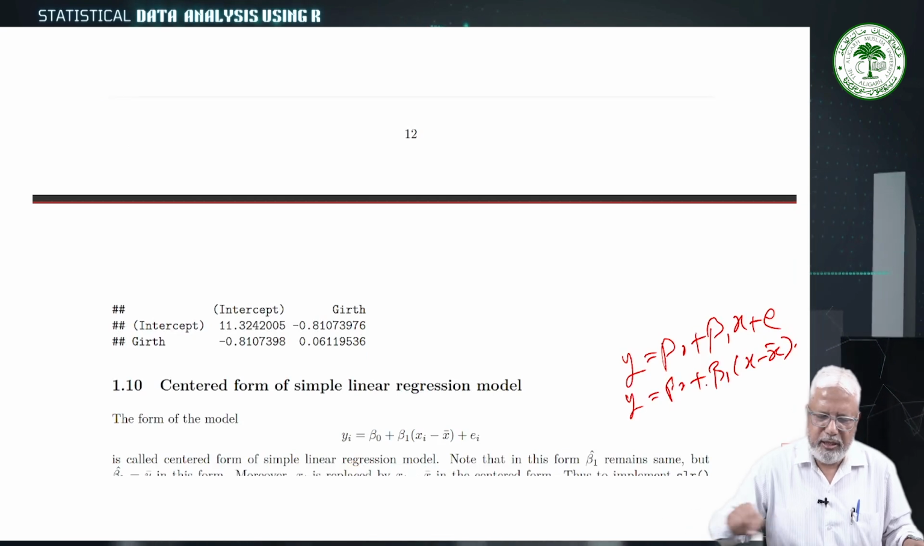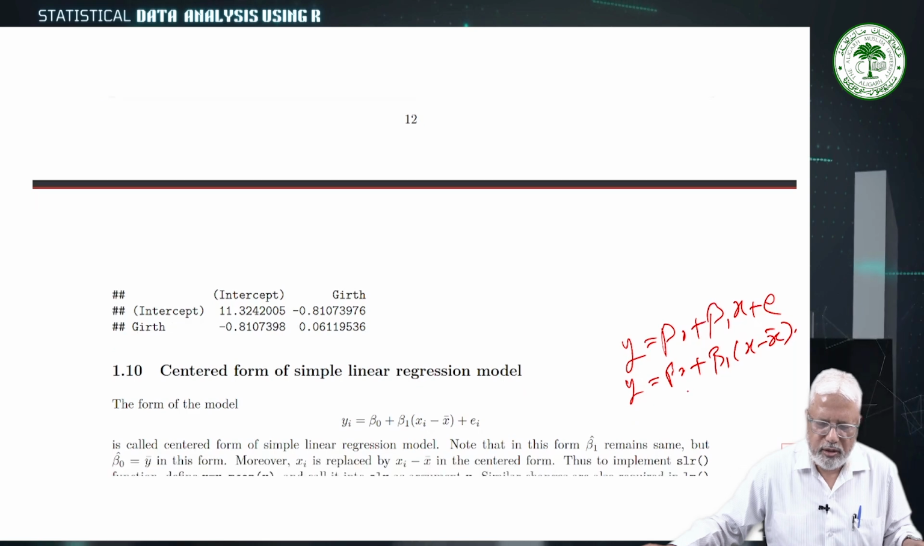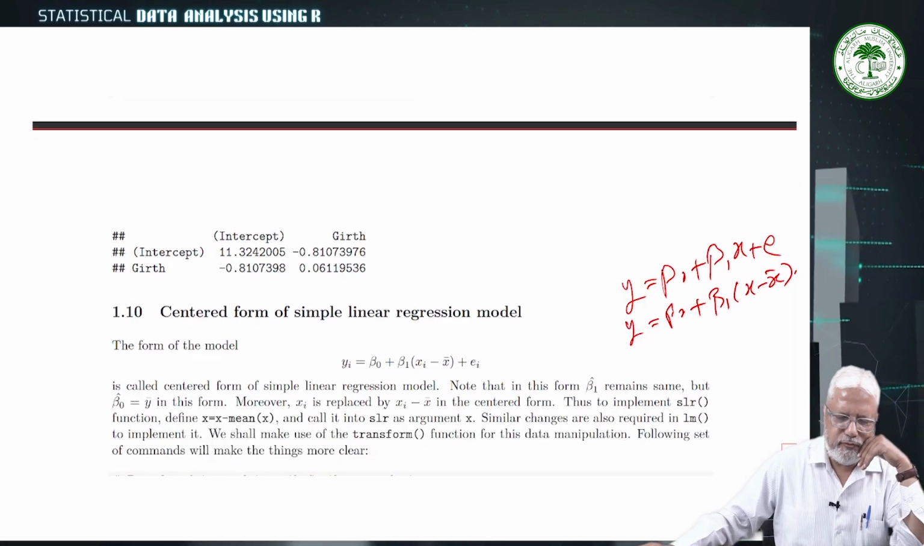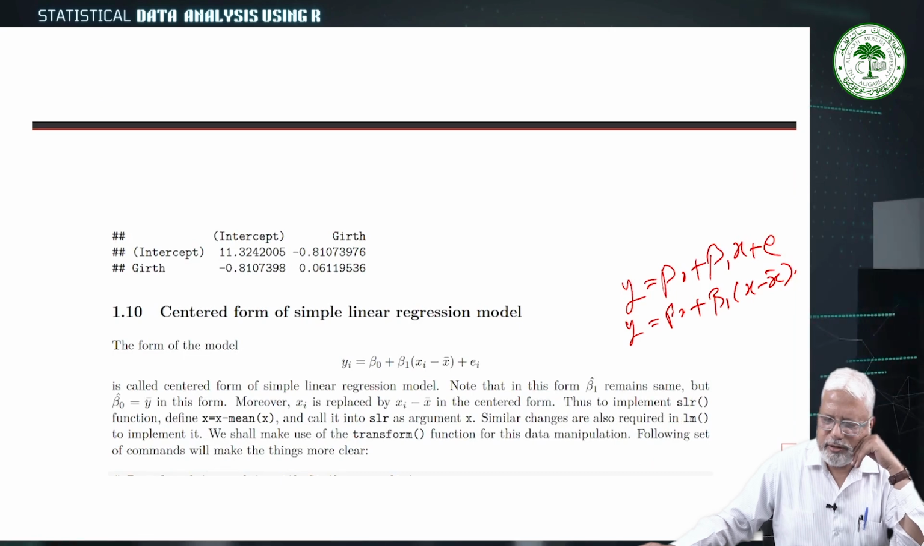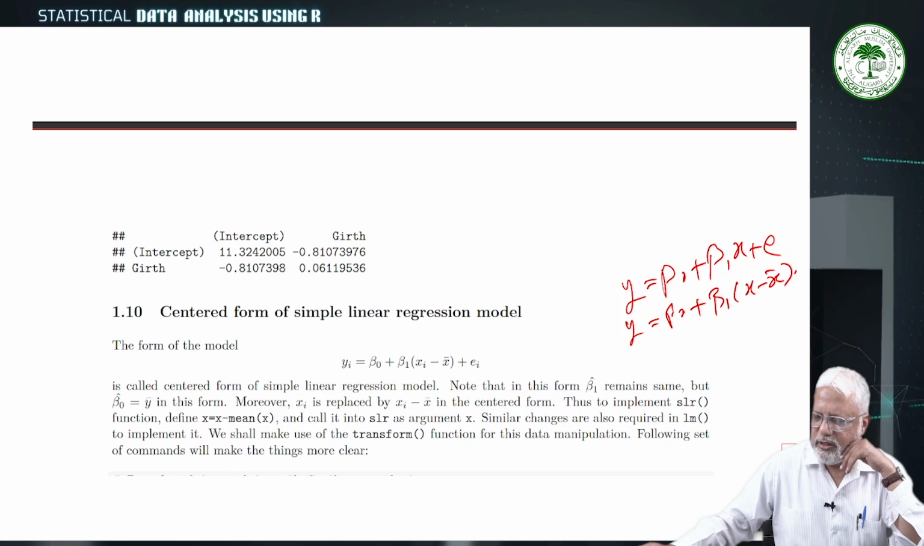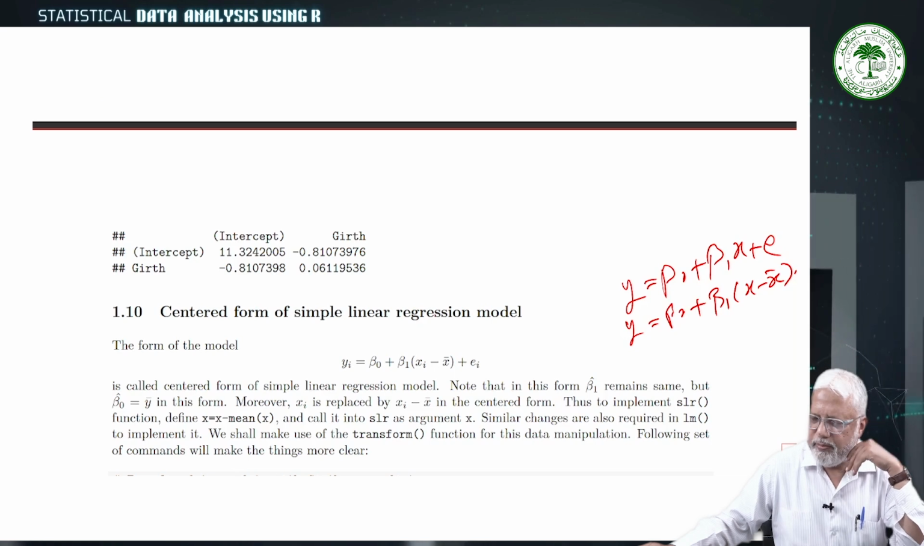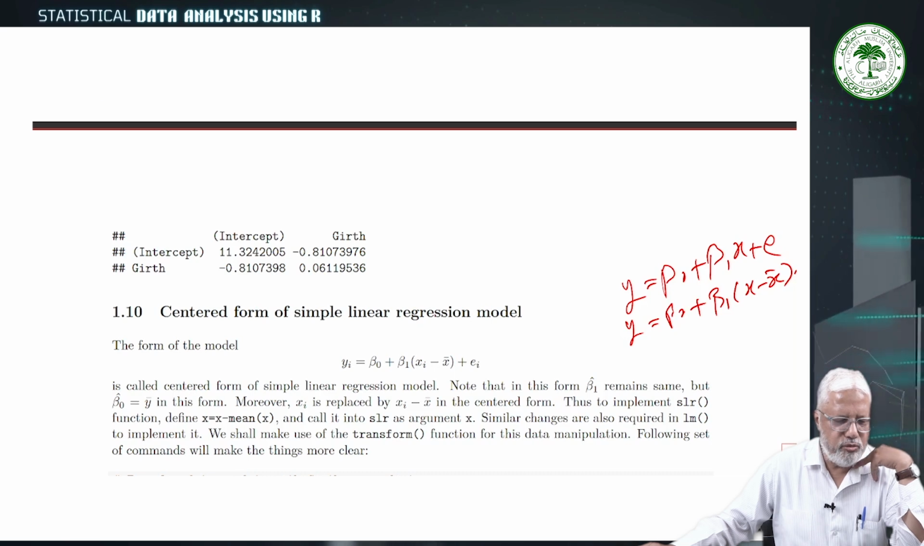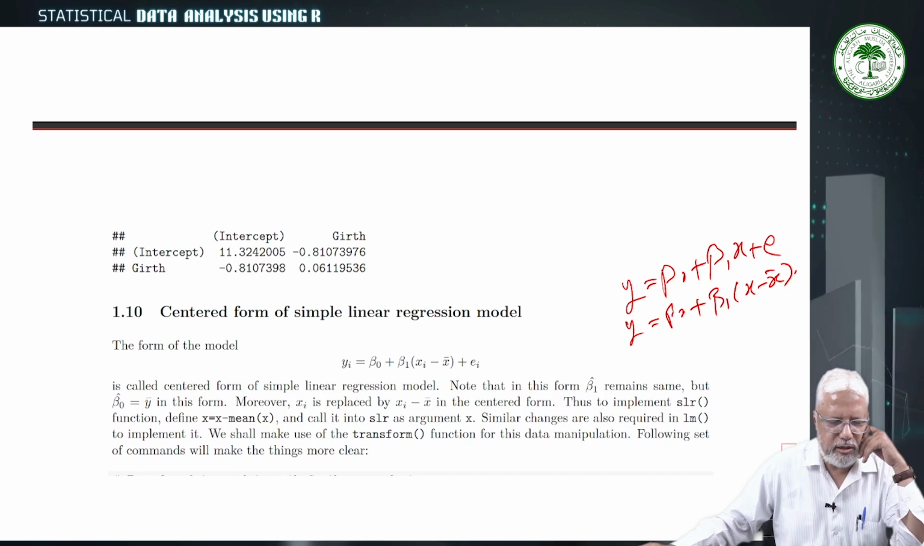This centering plays an important role in estimation. It's called the centered form of the simple linear regression model. Note that in this form, beta 1 remains the same, beta 1 hat remains the same, but beta naught is equal to y bar in this format.